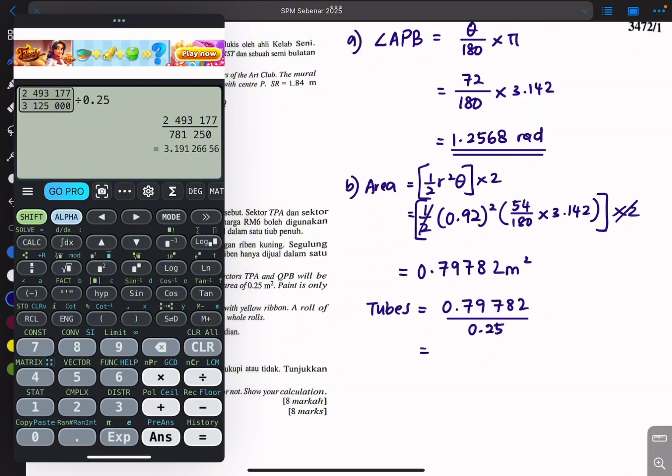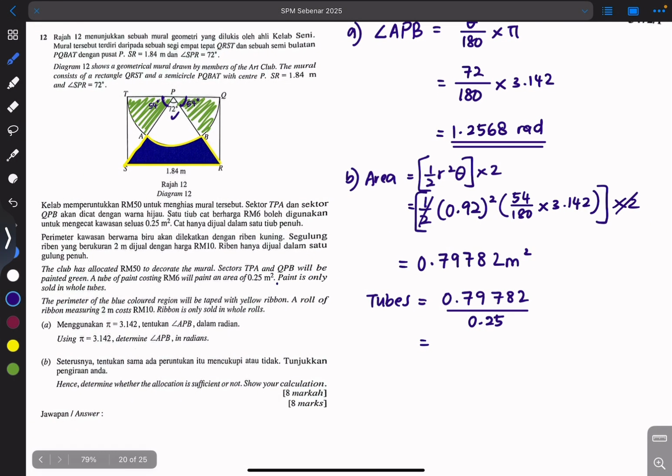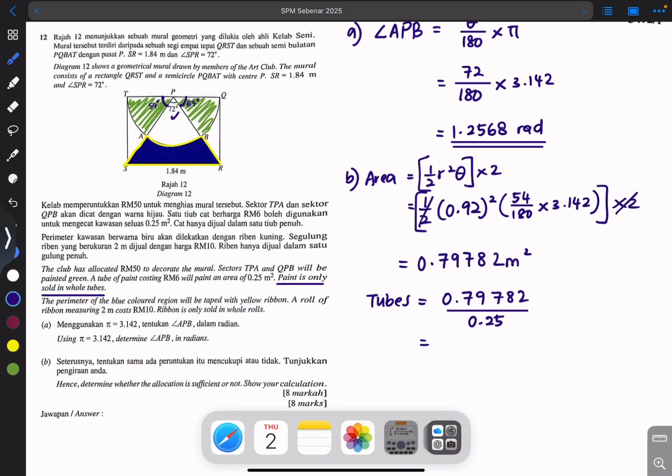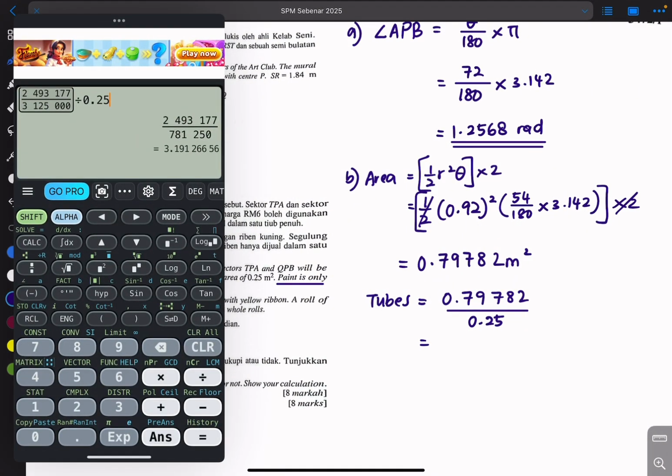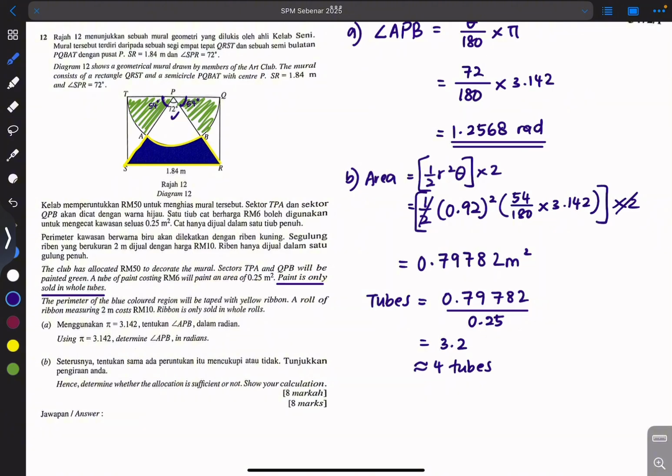We need 3.19 tubes. They already told us here that paint is only sold in whole tubes, so we cannot buy half a tube. Even though we need only 3.2, we need to buy 4 tubes. So we say 4 tubes of paint. Paint is settled already. We need 4 tubes.